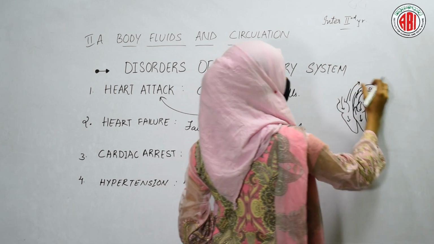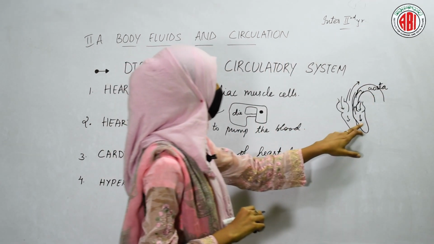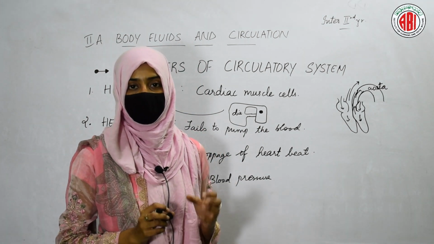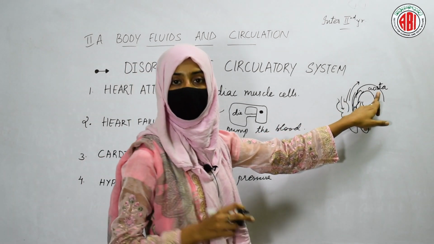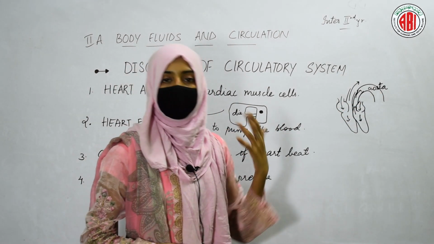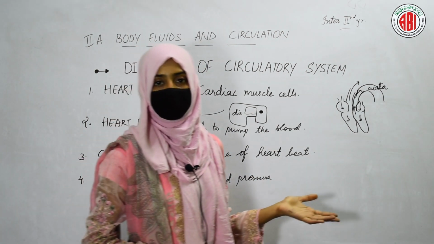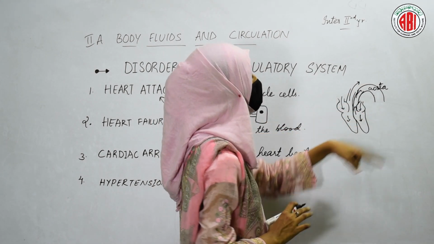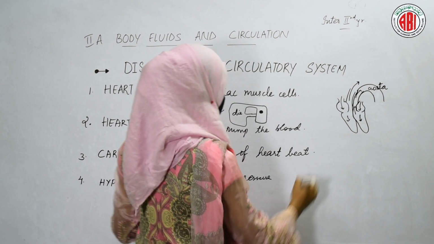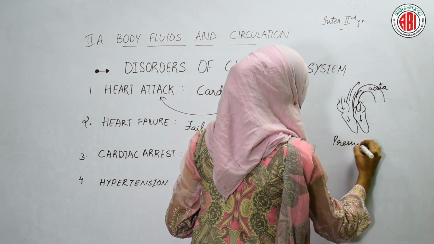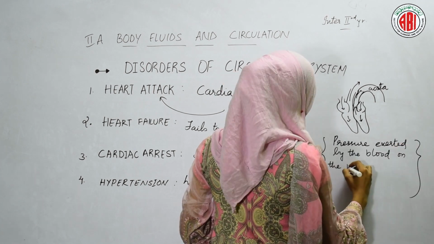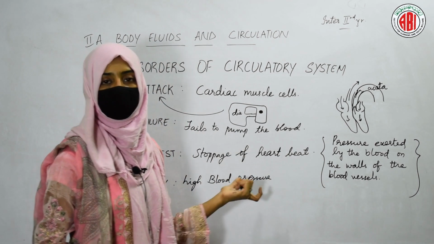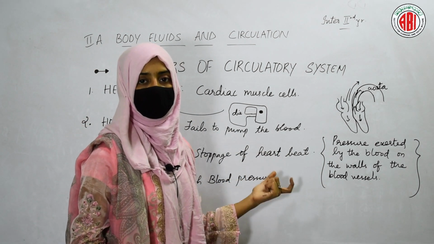The blood is pushed into the aorta due to the contraction of the ventricle. At that time the blood pressure will be high. Aorta is an artery, and the blood always shows high pressure in the arteries when compared to other blood vessels like veins and capillaries. Blood pressure means the pressure exerted by the blood on the walls of the blood vessels, whether the walls of the arteries, the capillaries, or our veins.